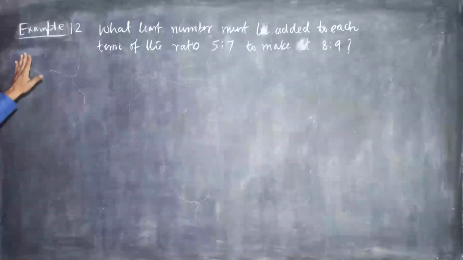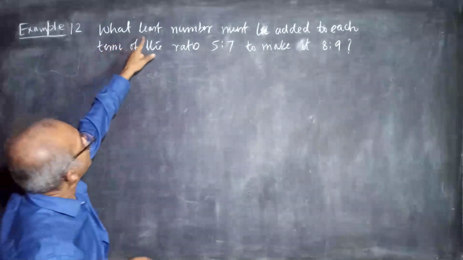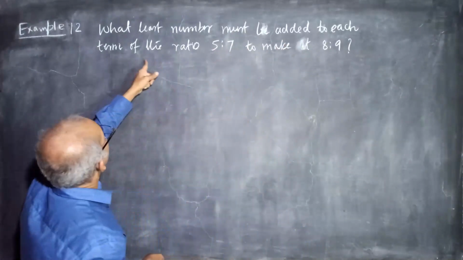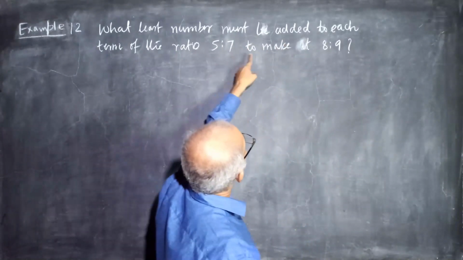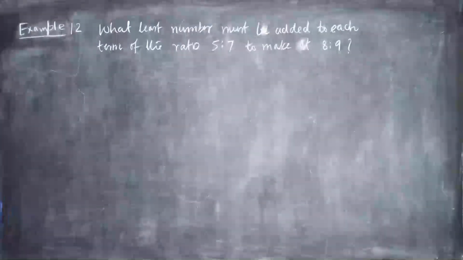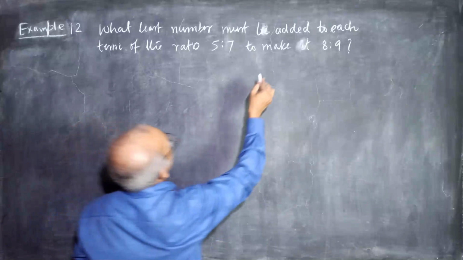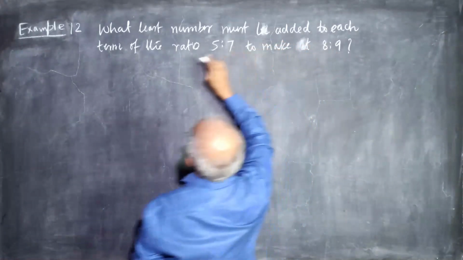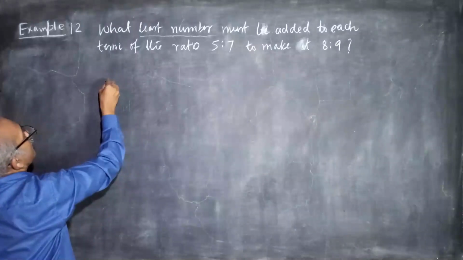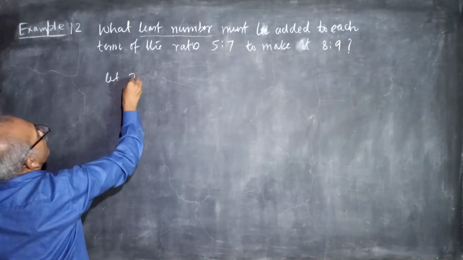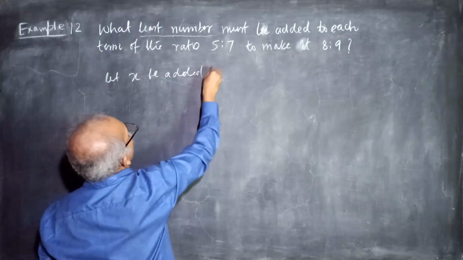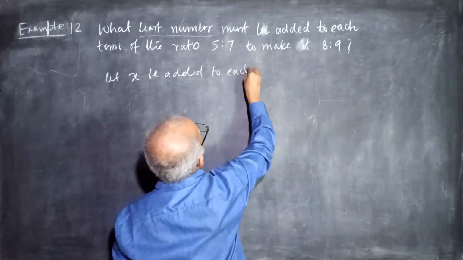Now we shall solve example number 12. What least number must be added to each term of the ratio 5 is to 7 to make it 8 is to 9? So in this problem, he is asking what should be added. So we don't know what is the least number to be added. We don't know. Let us take it as x. Let x be added to each term.